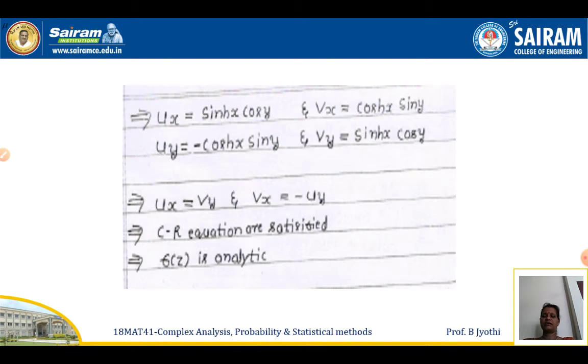Let us differentiate them partially with respect to x and y. So ux is sin hx cos y and uy is minus cos hx sin y. vx is cos hx sin y and vy is sin hx into cos y. Now we can observe ux and vy both are same, and vx and uy are also same but with a negative sign. Therefore, we can say that ux is vy and vx is minus uy. Hence, the CR equations are satisfied and therefore f of z is analytic.